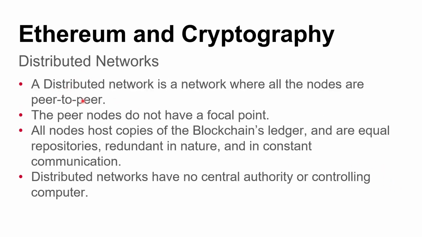With distributed networks, all the nodes are working peer-to-peer. They're communicating peer-to-peer. The peer-to-peer nodes do not have a central focal point, and all the nodes host copies of the blockchain ledger. On Ethereum, there's just one copy of the ledger, and all nodes have that copy of the ledger. Distributed networks have no central authority, and nobody is controlling the network.